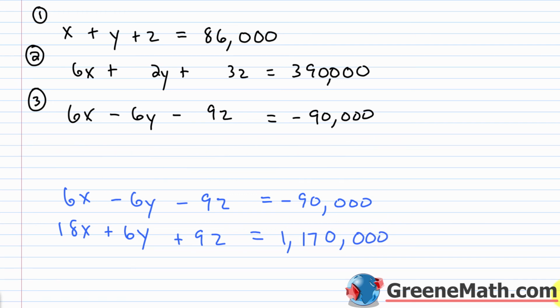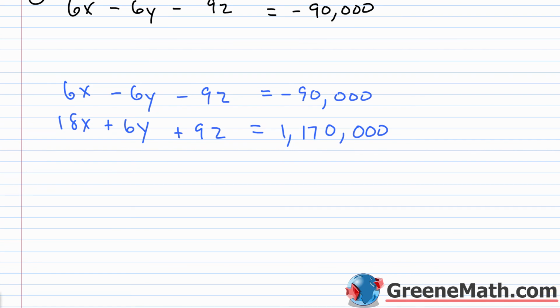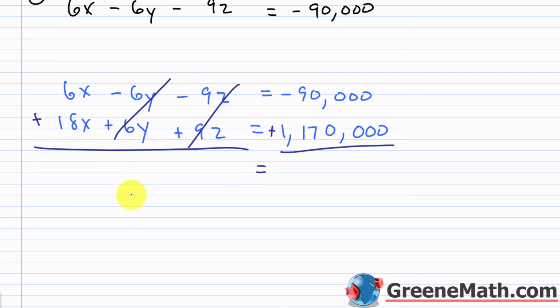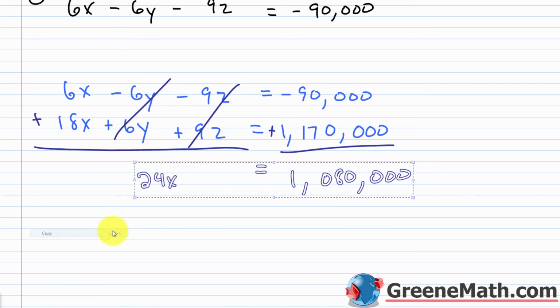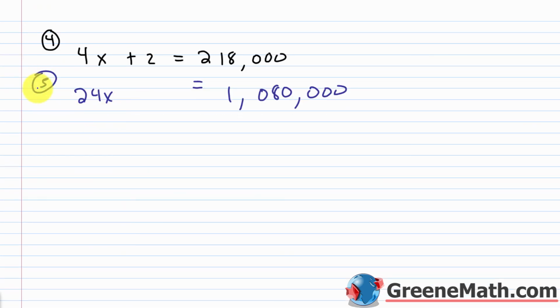All right, so let's erase this. And let me scroll down a little bit, get some room going. So let's sum the left sides, set it equal to the sum of the right sides. So these are going to cancel. 6x plus 18x is 24x. And this equals negative 90,000 plus 1,170,000, which is 1,080,000. All right, so let's copy this. So that'll be equation 5. Let me kind of tighten this down a little bit.